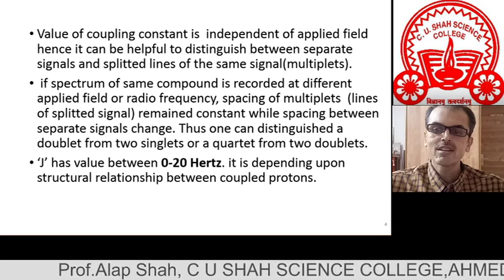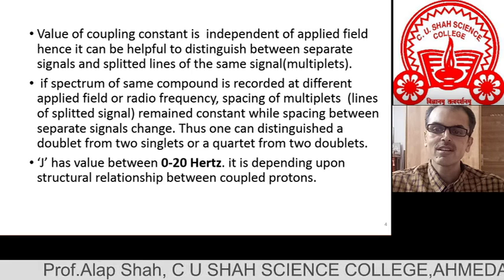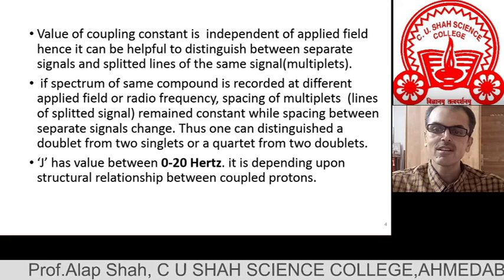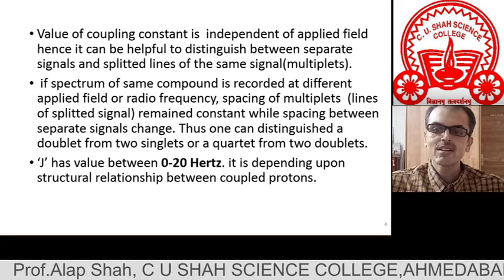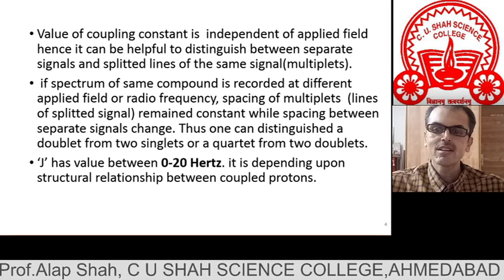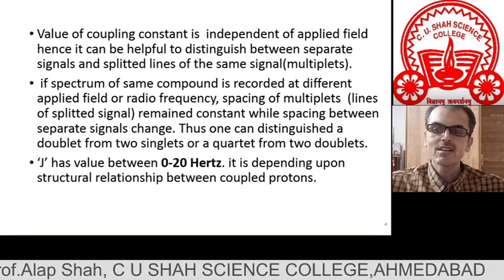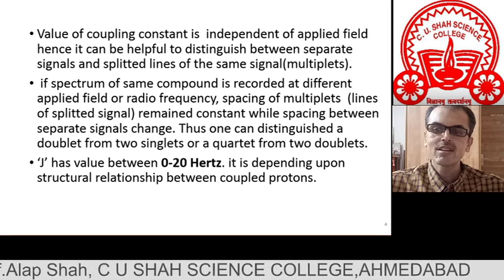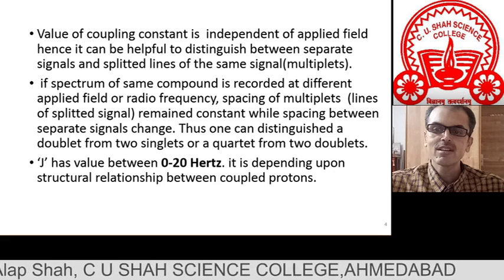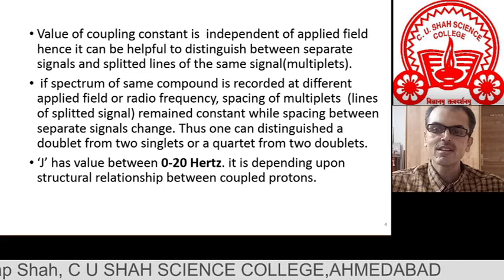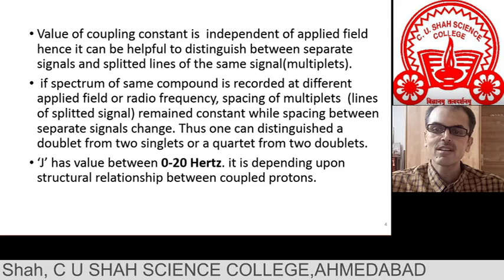Sometimes an NMR spectrum is very complex and there are so many lines mixed with each other. At that time it is difficult to know whether these lines are separate signals or the split lines of the same signal. At that time this point about the coupling constant can be very helpful to us.